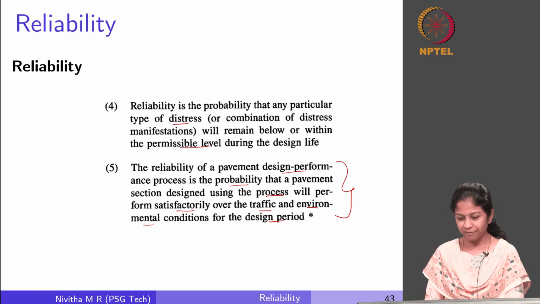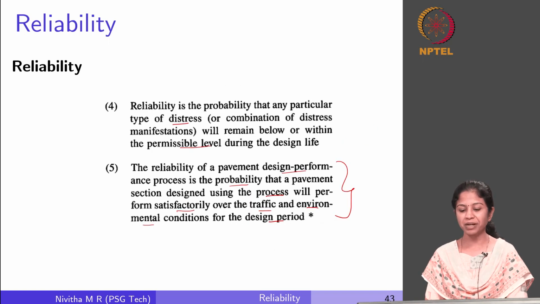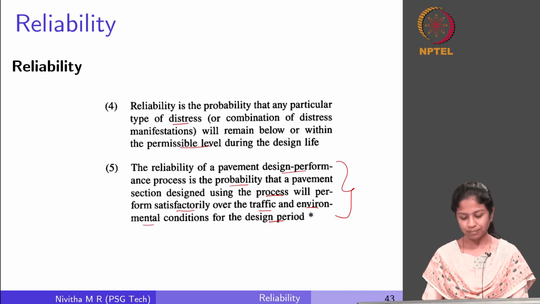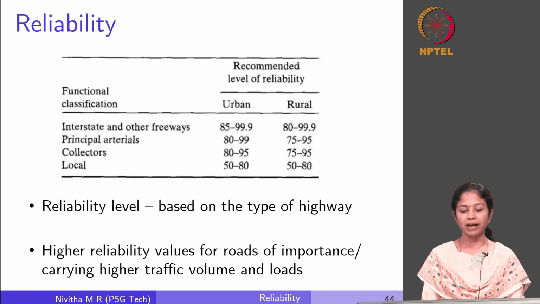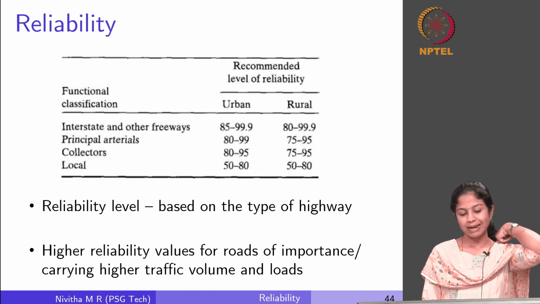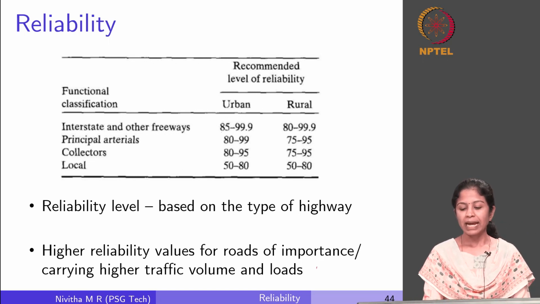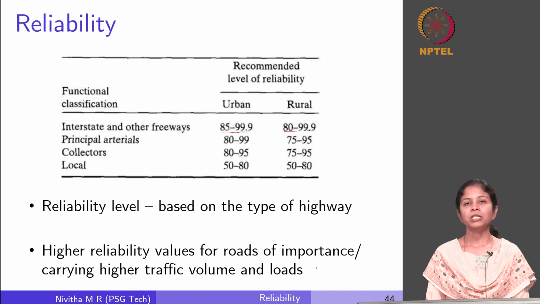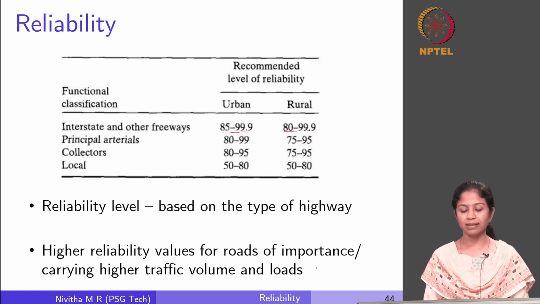Now, if you look at all the 5 definitions, you can see it has slowly evolved from a generic term to a more specific definition in the case of the last definition. There are different reliability levels which are suggested based on the type of highway. If it is interstate or other freeways, you can consider it to be like our national highways, something equivalent to that. The recommended level of reliability will be 85 to 99 in an urban scenario and 80 to 99 in a rural scenario. So, if it is a rural road, we can have a slightly lower level of reliability because the number of traffic repetitions are going to be lesser in that case.